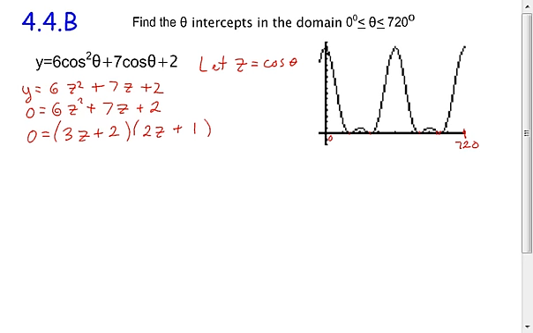So 3z times 2z is 6z squared. 3z times 1 is 3z, plus 2 times 2z is 4z. 3z plus 4z is 7z. 2 times 1 is 2, so that all works out.